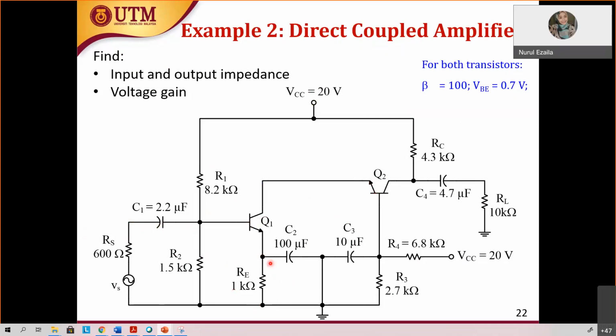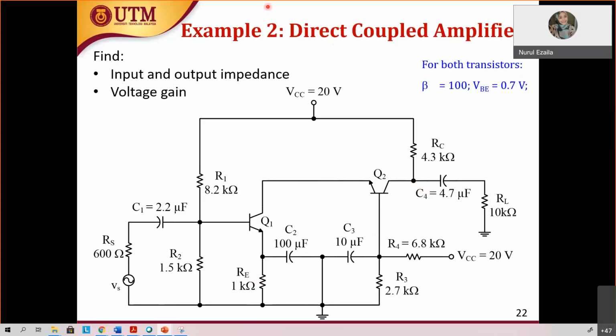What is it for stage 2? Stage 2: the input is here at the base, and the output is at RL. This is emitter, this is collector, therefore this is common base. Can I leave this with you so that you can draw the AC equivalent circuit? We will continue from here in the next class. Is that okay?